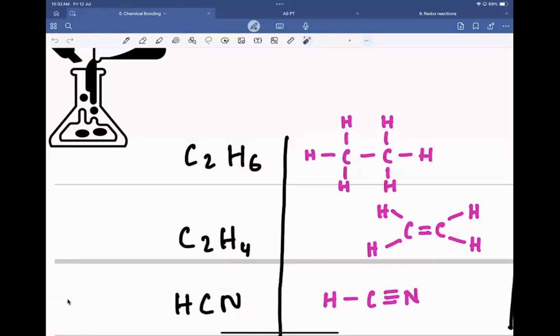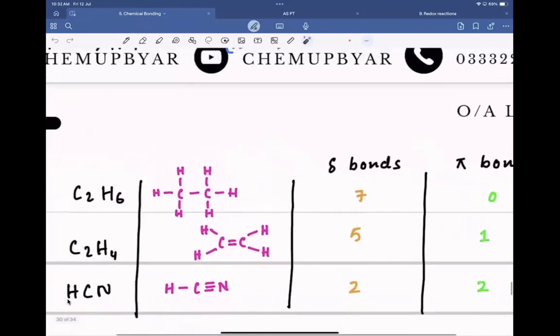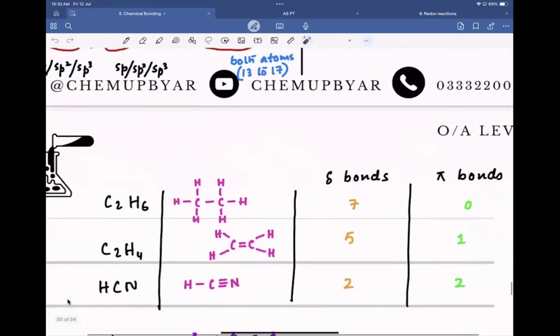So how many pi bonds are there in this molecule? How many sigma bonds are there in this molecule? Two sigma bonds, two pi bonds. Very good. So 2 sigma bonds and 2 pi bonds. Is this clear? Yes, sir. Any confusion? No.